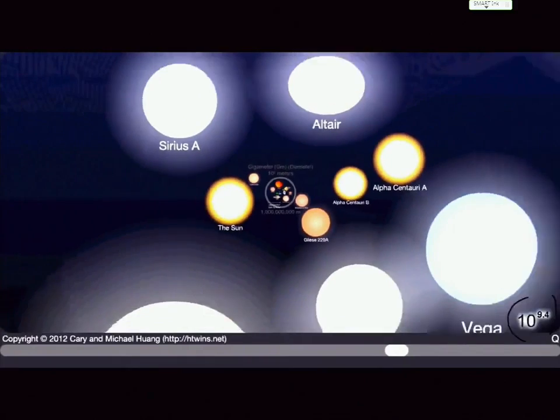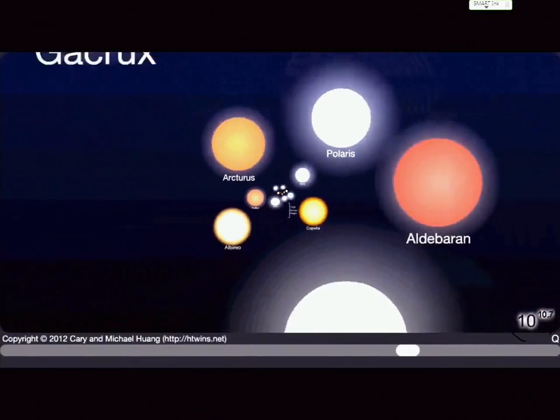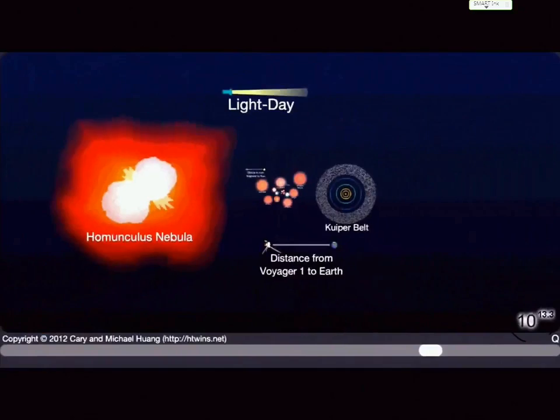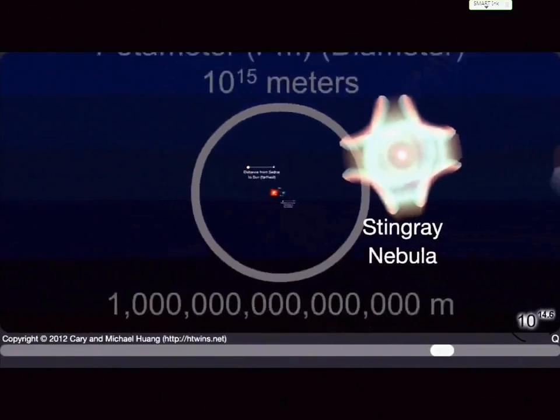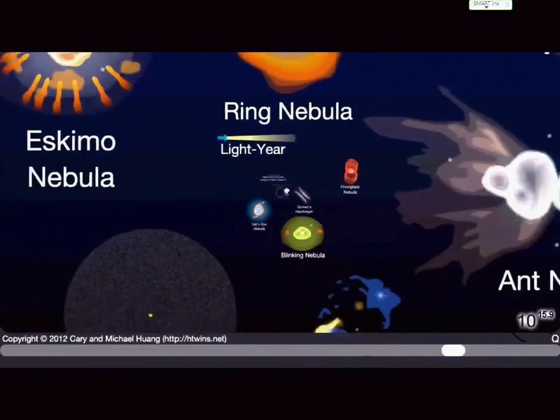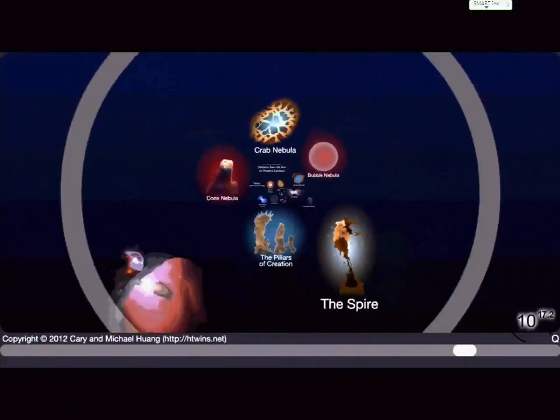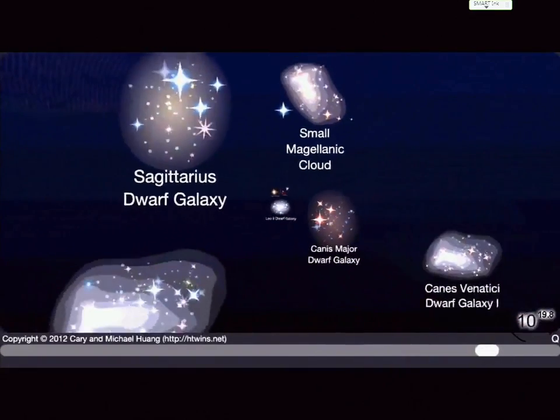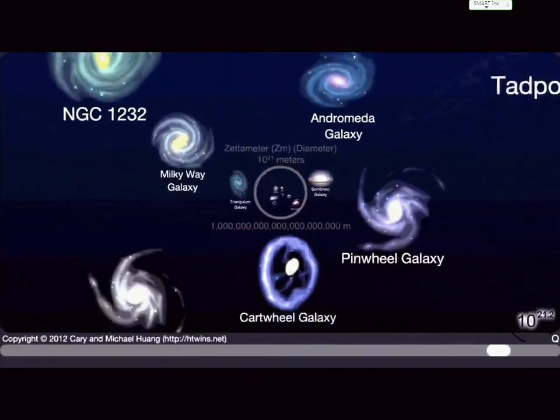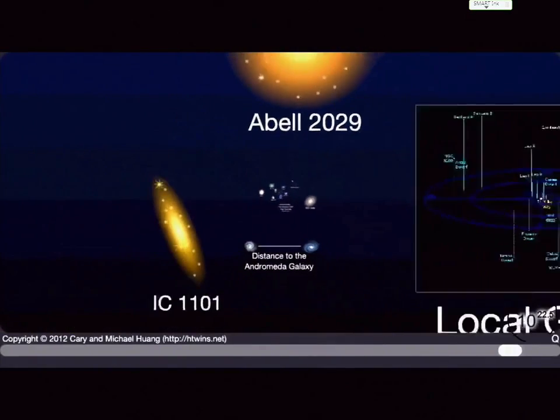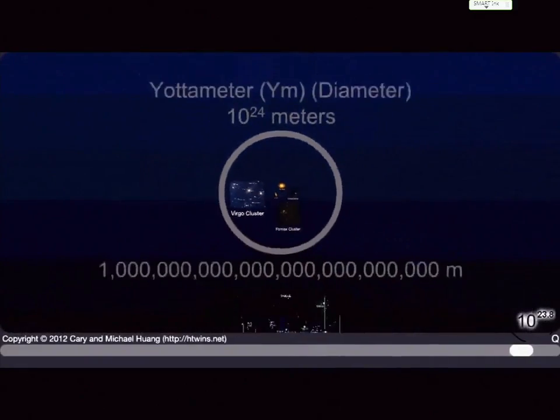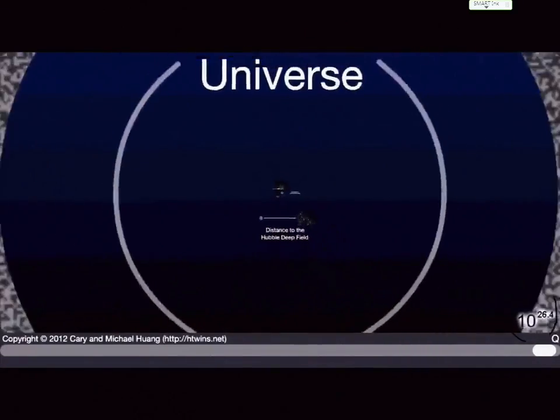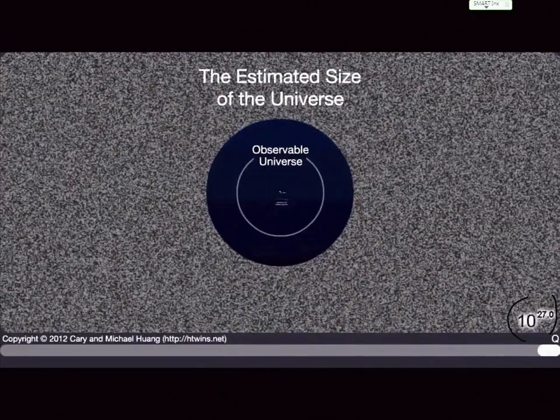Now we're at planet. But even then, they're going to start to look small very soon. We're starting to get toward galaxies. There's our Milky Way galaxy that we exist in. And it just disappeared. We're now at 10 to the 23rd power. And it's just getting smaller and smaller. And that's the estimated size of the universe.